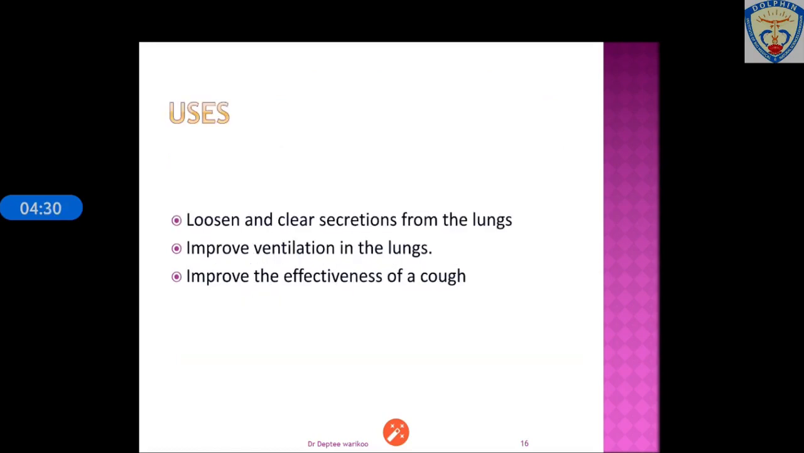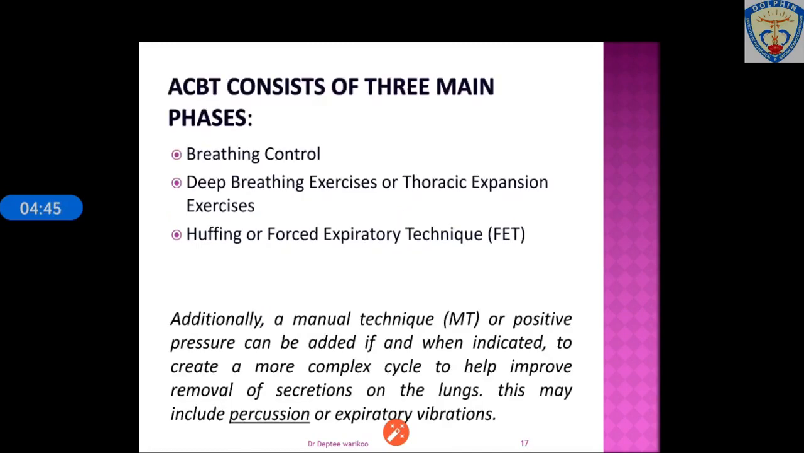Now, what are the uses of this technique? First, it loosens and clears the secretions from the lungs. It improves the ventilation in the lungs. It improves the effectiveness of your cough. So, ACBT consists of three main phases. First is breathing control. Second is the deep breathing exercises or thoracic expansion exercises. And third is the huff or forced expiratory techniques. Additionally, a manual technique or positive pressure can be added if and when indicated.